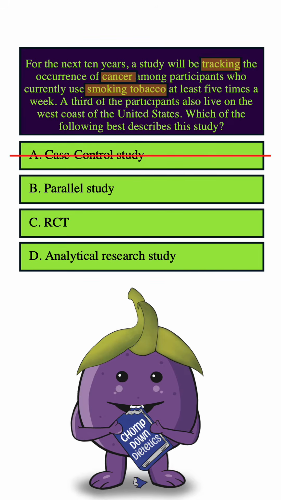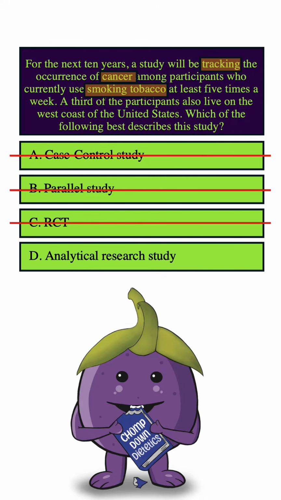Let's move on to parallel study, which is a type of randomized control trial, but there is no randomization going on in the study. We're just following people, so we can automatically eliminate parallel study, and we can eliminate C too as well because it says randomized control trial, and again, we're just following people.